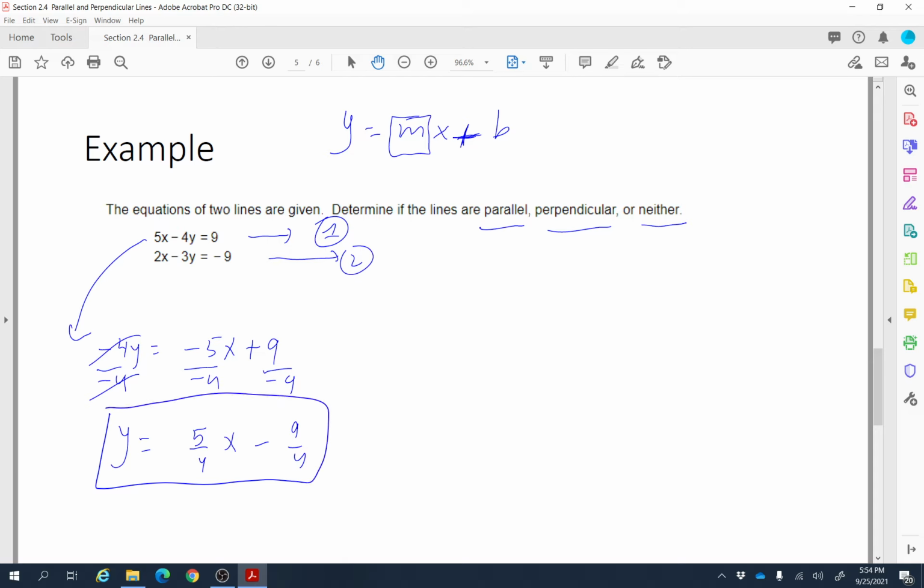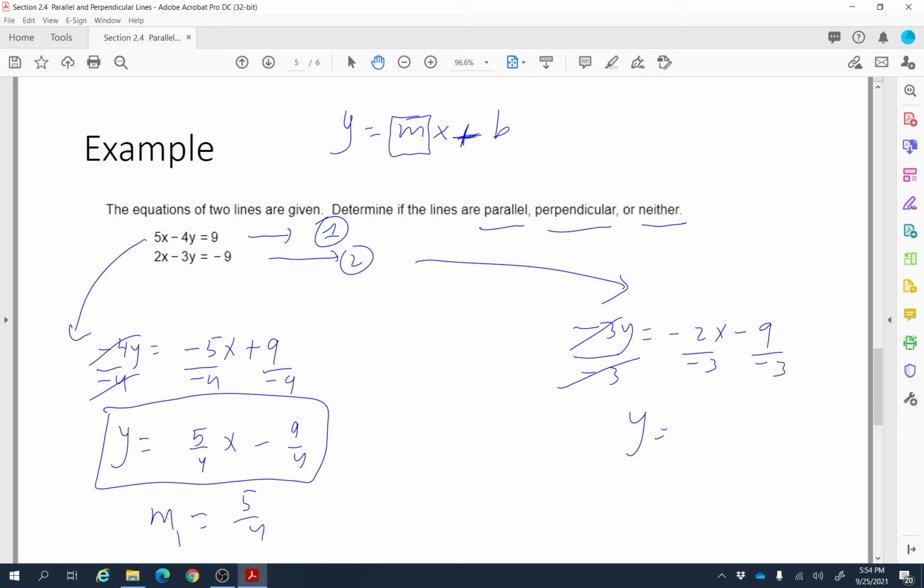We're going to do the same thing for the second equation, but this time you have to bring 2x to the right side, so subtract 2x, and that will give you negative 3y equals negative 2x minus 9, and now divide both sides by negative 3. By doing that, y would be negative divided by negative is positive 2 over 3 x plus 3. So the slope for this line is 2 over 3. As you can see, they are not the same, and one slope is not the reciprocal of the other one.